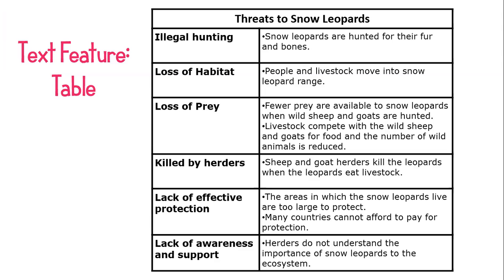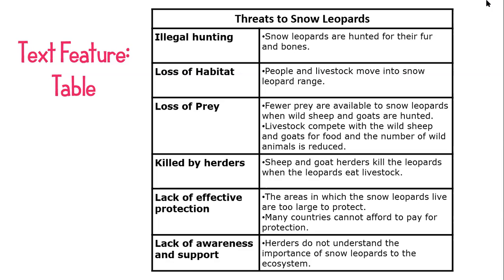All right, and then let's look at our text feature. So we have a table here for a text feature. Some of the new things that I've noticed is illegal hunting. So that means that people are hunting the snow leopards and they shouldn't be. So this again makes me think something is happening. Maybe the snow leopards are getting endangered because of this. Loss of habitat, so maybe they're becoming endangered because they're losing their habitat. Loss of prey, so they're not able to get the food that they usually do. Killed by herders. Lack of effective protection and lack of awareness and support. So this is really making me think the snow leopards are endangered based on the information I'm receiving from the headings and from this text feature, which is our table.